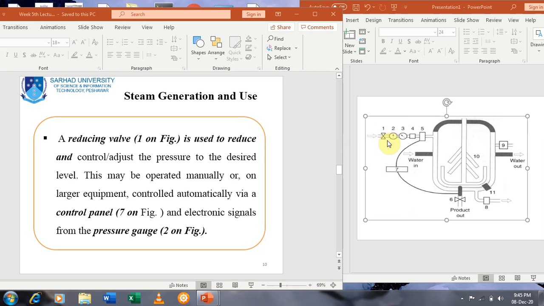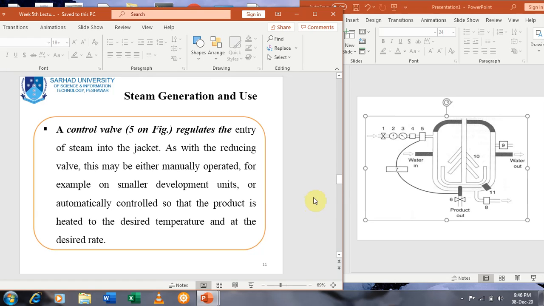And electronic signals come from pressure gauge 2. 2 is the pressure gauge as shown in the figure. A control valve 5 regulates the entry of steam. You can see that it is connected with the jacket. Its control regulates the entry of steam into the jacket, and this control valve 5 regulates the entry of steam into the jacket.